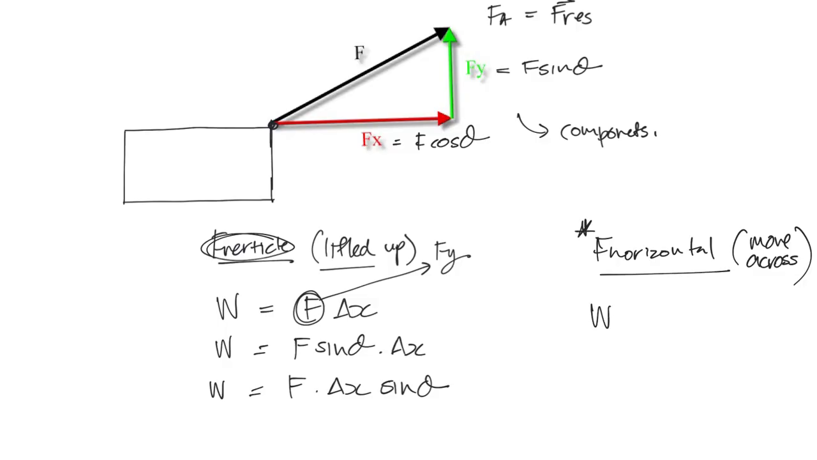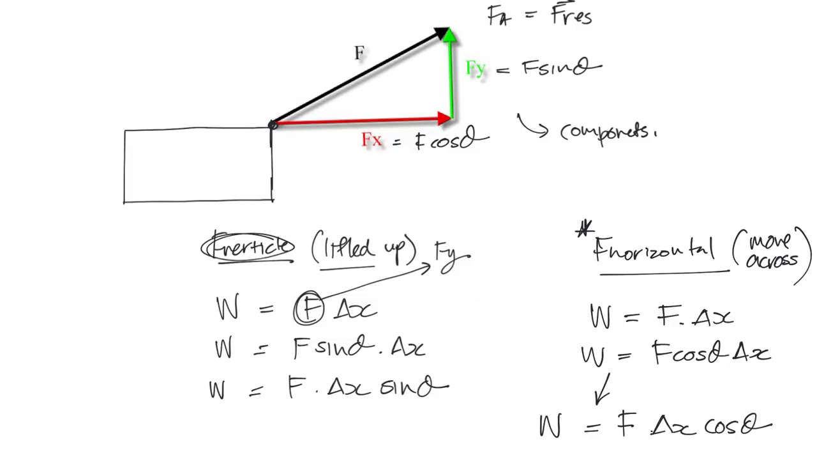So I can have W is equal to F cos theta delta x, and W is equal to F cos theta times delta x. And that gives rise to a formula that says W is equal to the force multiplied by delta x multiplied by cos theta.